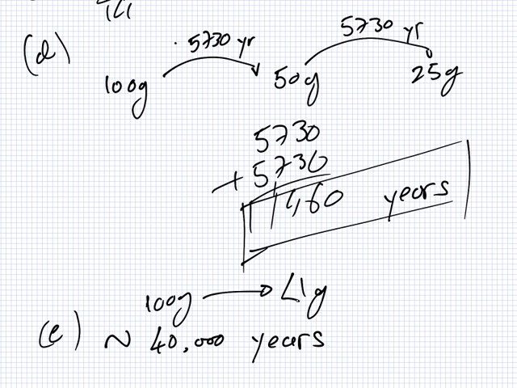1, 2, 3. Not quite 3, not quite 2. Is it 2 half-lives? I'd be at 25. 3 half-lives, I'd be at 12.5. So is it closer to 2 or 3? 2. So is it more or less than 2? It's a bit more than 2 because it's not exactly 2. So I would estimate the answer being like 12,000 years, a little bit more than 2 half-lives.